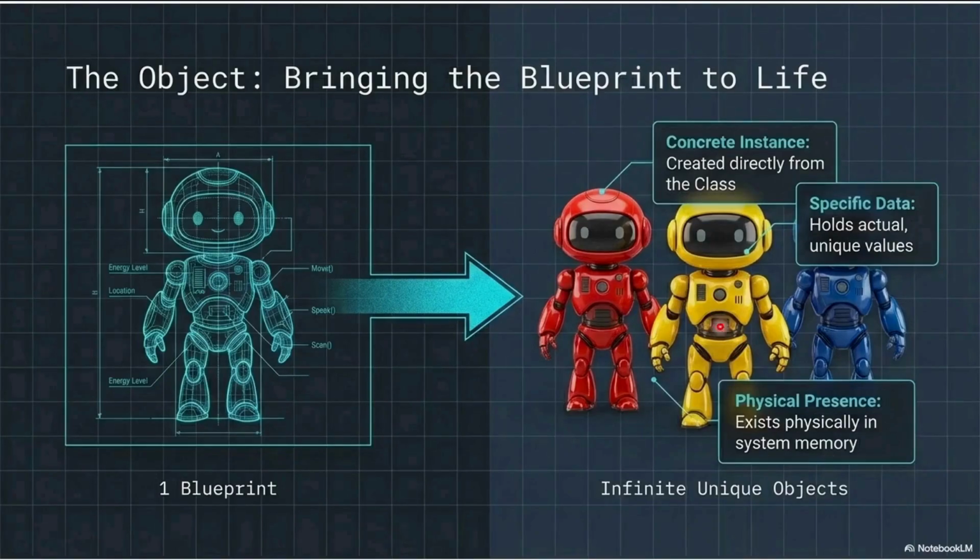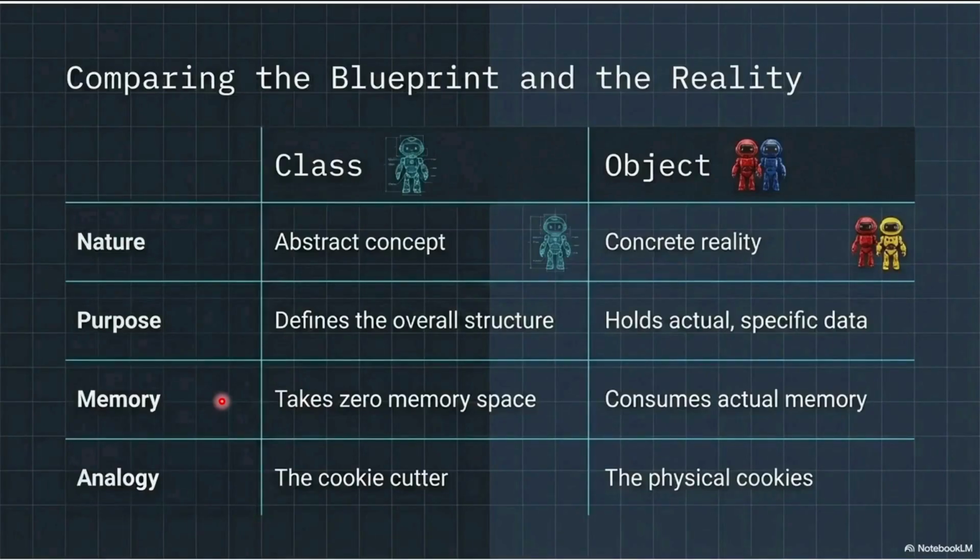If there are three objects, all three objects get space in the memory. Okay, so this is about classes and objects. In the first video also I have told this very clearly. Let us move forward. Here is a table for you comparing the blueprint and the reality. Nature: a class is an abstract concept, just a concept, whereas an object is the concrete reality when we create it.